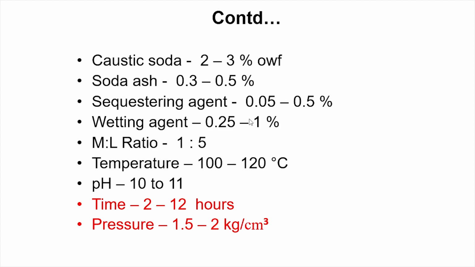And this is the recipe for scouring normally used in kier. Caustic soda 2 to 3% on weight of fabric, soda ash 0.3 to 0.5%, sequestering agent 0.05 to 0.5%, wetting agent 0.25 to 1%, MLR at 1:5, temperature 100 to 120 degrees Celsius, at pH 10 to 11 for 2 to 12 hours. Again, the time depends on the type of gears. Pressure normally we use is 1.5 to 2 kg per centimeter square.